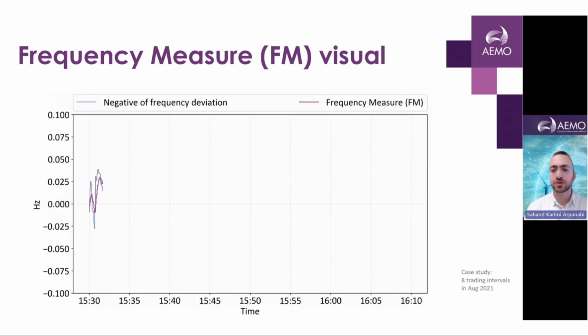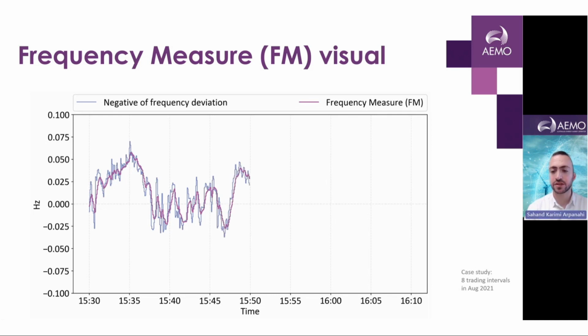This figure shows the frequency measure and the negative of frequency deviations over 8 trading intervals. As can be seen in the figure, the FM is a smoothed version of frequency deviations, while there is still a significant correlation between the frequency and the FM. When frequency measure is positive, the frequency should be increased. Conversely, when FM is negative, the frequency should be decreased. So a response that decreases the frequency would be considered helpful.